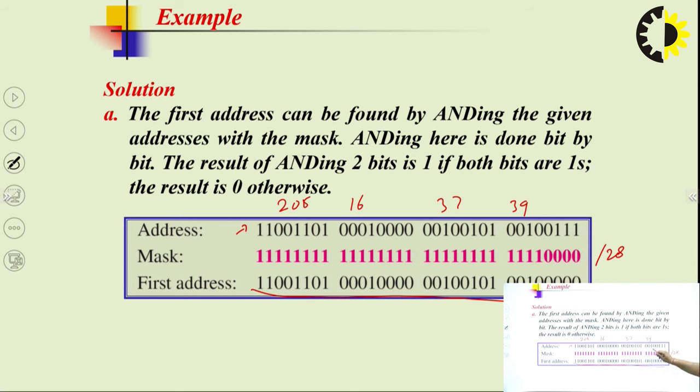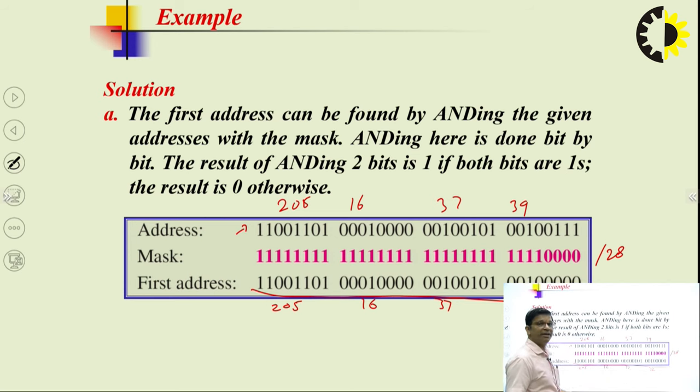Okay, so this is 39, but what is this? 1 2 4 8 16 32. So the first address is 205.16.37, and this is 32. So 205.16.37.32 will be the first address.